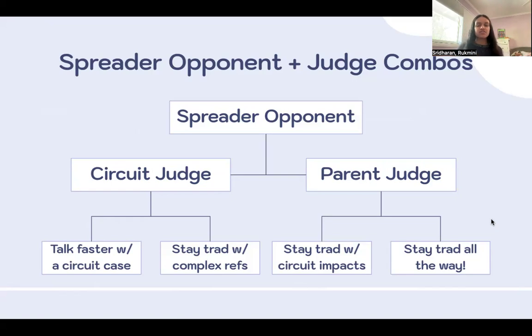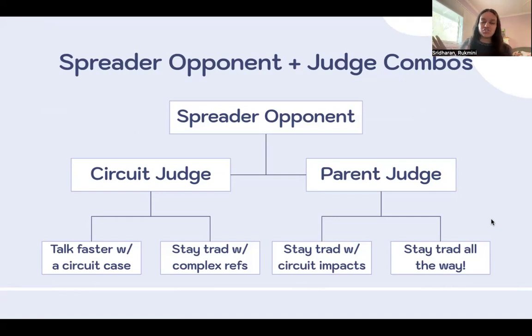Now, on the flip side, if you have a spreader opponent and a parent judge, you're probably going to win anyway, but let's just talk about some different strategies that you can use. So what you can do if you want, I've seen people do this before, is you can stay trad. So keep your normal trad case, but for fun, you can sprinkle in some more circuit impacts. So instead of just running a poverty impact, for example, you could tack on a global recession impact if you wanted to, while keeping the rest of your case traditional. Because this way, your parent judge will still be able to understand you because A, you're not spreading, and B, your case actually makes more sense. But also, you're going to be matching your opponent in terms of the magnitude of their impacts.